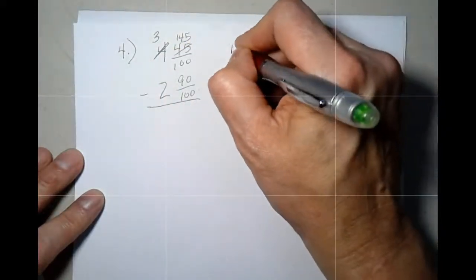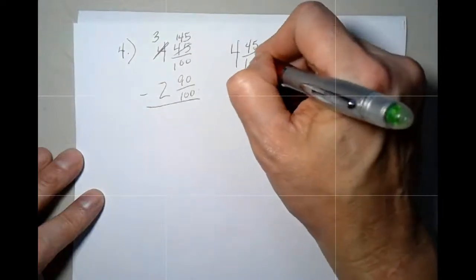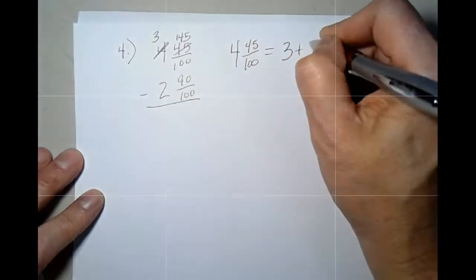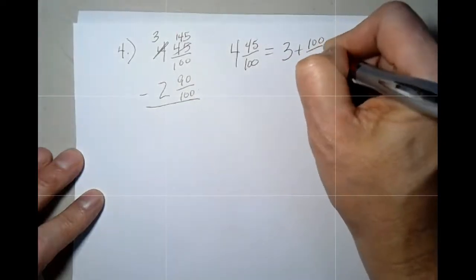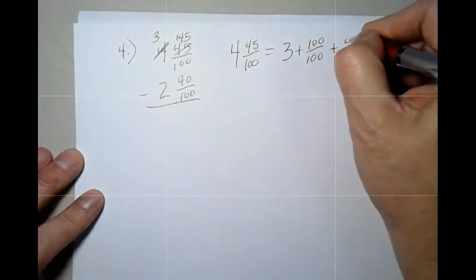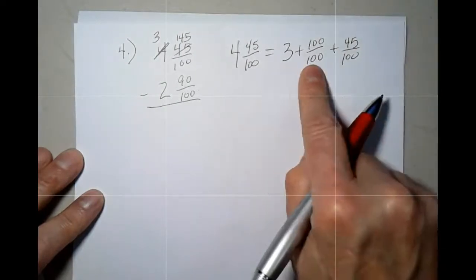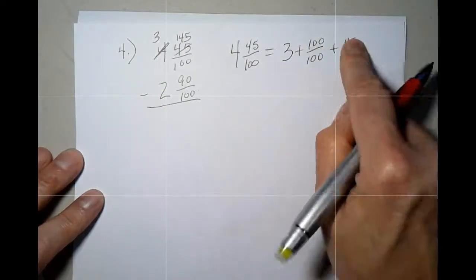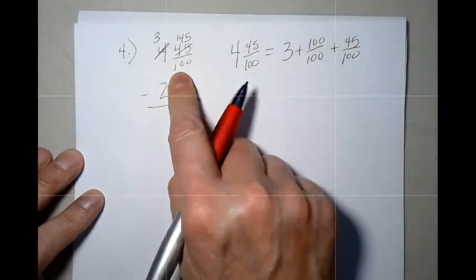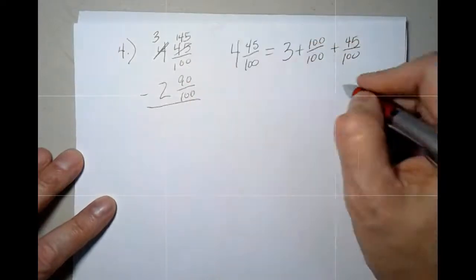So we understand we had 4 and 45 hundredths, and that is equal to 3 plus 1, the one that I regrouped, plus 45 hundredths. So 3 plus 1, 100 over 100, plus 45 hundredths, still gives me my same total up here. Now I can subtract. So I'm going to do that.